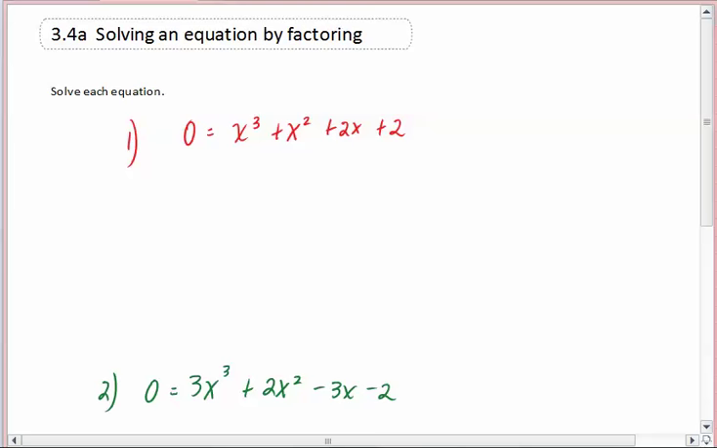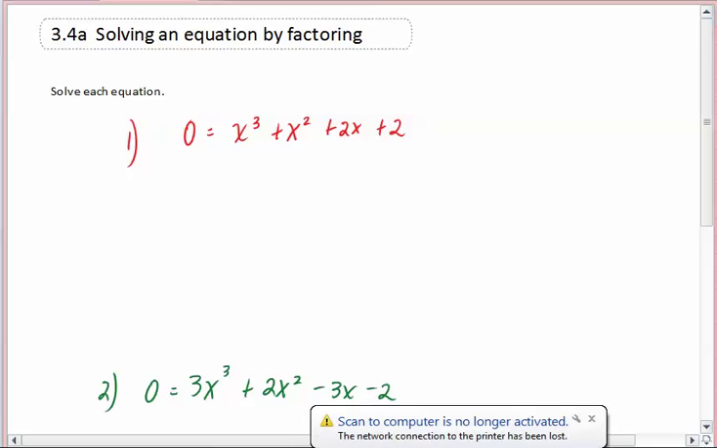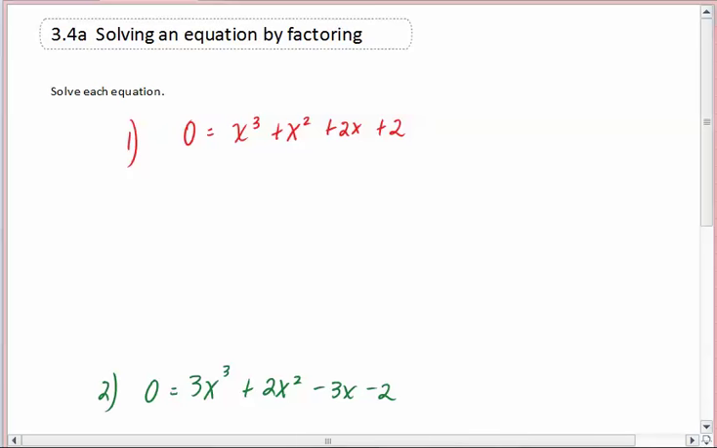Let's take a look at solving an equation by factoring when the factoring isn't just quadratic. We'll take a look at this. Now, solving this equation could be done by looking at my possible rational roots, but if I can actually factor the equation, then it's going to be a little bit easier. It's going to save me some time.